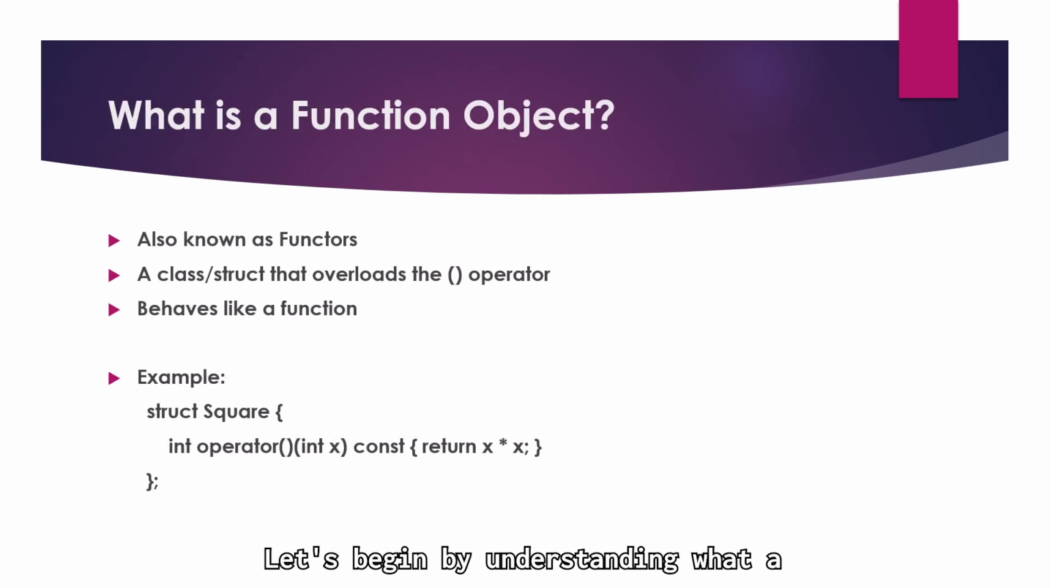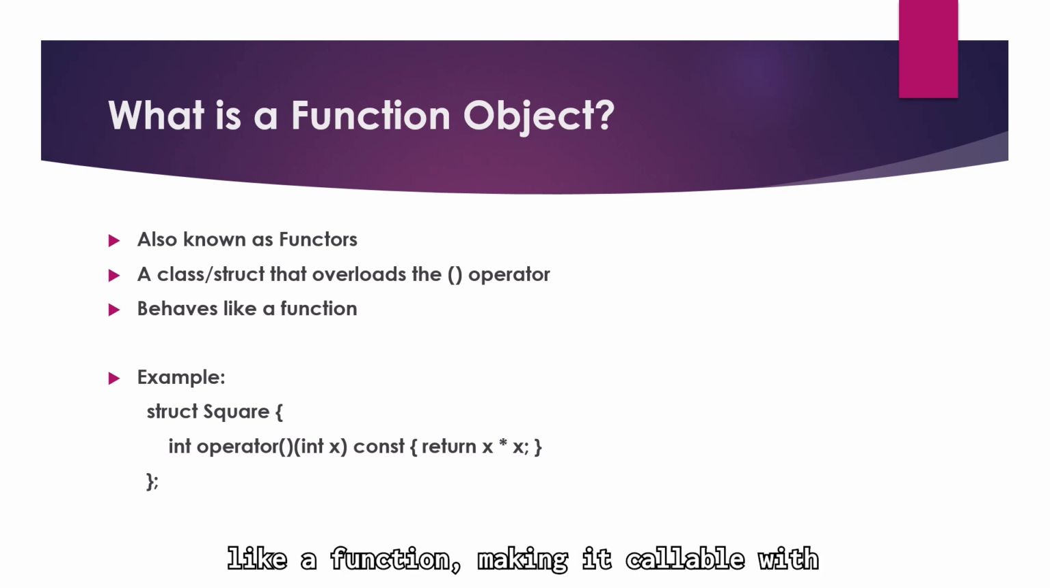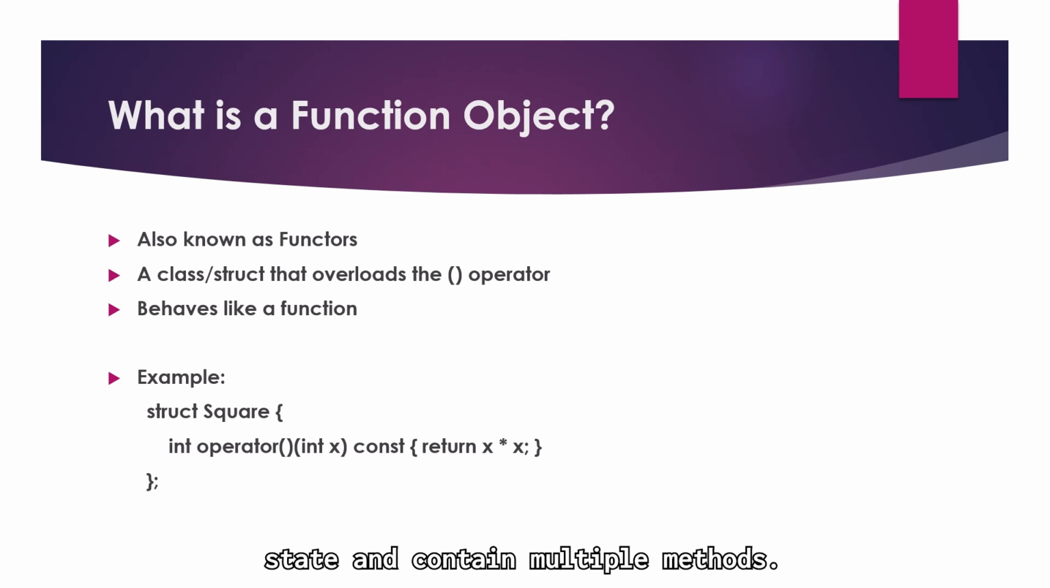Let's begin by understanding what a function object is. A function object, or functor, is simply an object of a class or struct that overloads the operator(). This gives the object the ability to behave like a function, making it callable with the bracket syntax. Unlike regular functions, function objects can store state and contain multiple methods. This capability gives them a distinct advantage, especially when you need to encapsulate behavior with internal state. For example, the square struct you see on this slide overloads operator() to compute the square of an integer, which means it can be used as a callable function in your program.